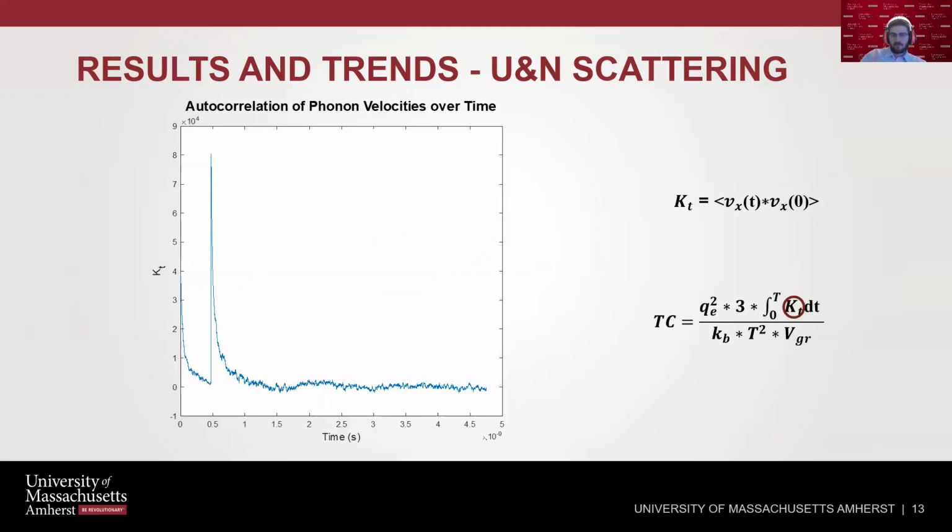Here we see a plot of our phonon velocity autocorrelation data as mentioned in the previous section. The behavior we're looking for is the autocorrelation to decay to zero. This tells us that the phonons have a weak relation to when they have started and have reached a steady state.